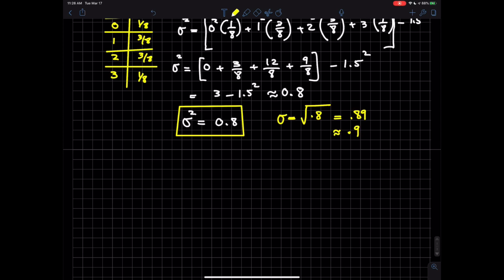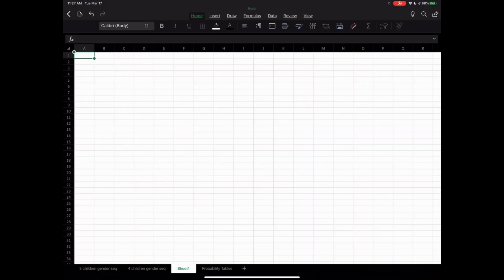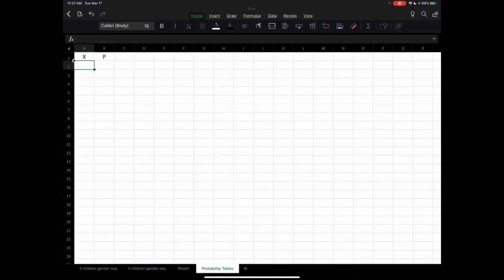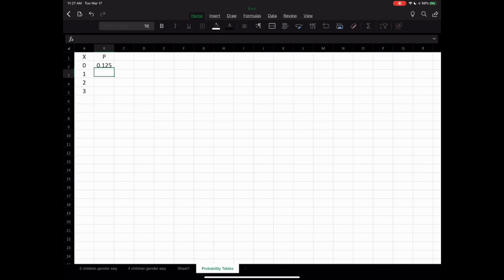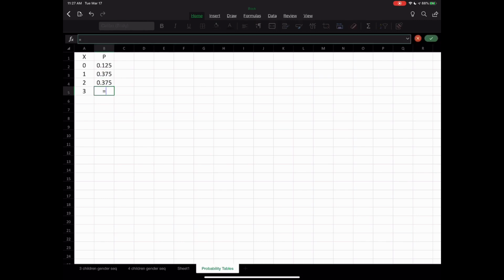So there's my variance. Now, I'm going to try to show you how to do this on a spreadsheet. Now, I have a probability table set up here for me to type. So let's say I'm looking at the experiment of having 3 children. So my values, the values that the random variable assigns to the outcomes of the experiment, are 0, 1, 2, and 3. My probabilities are 1/8. So you notice I don't just write 1/8. I write equals 1/8, equals 3/8, equals 3/8 and equals 1/8.